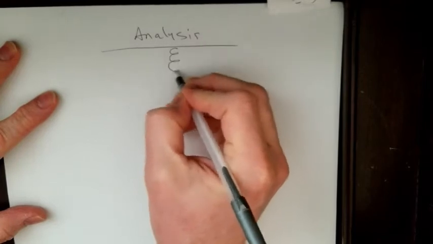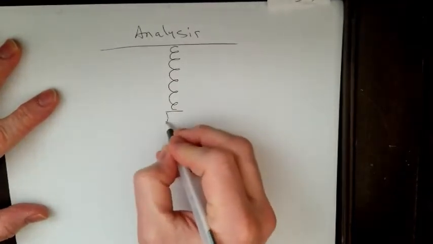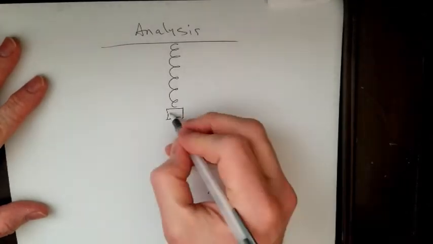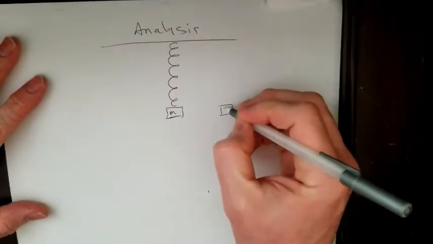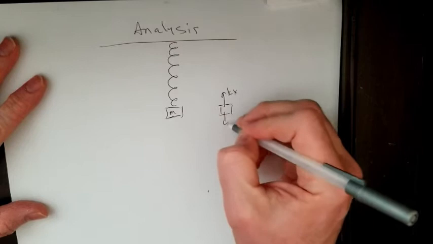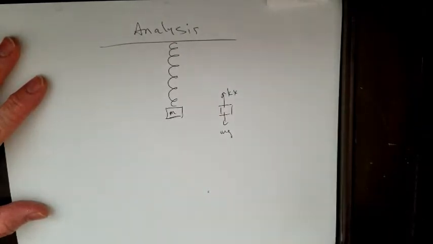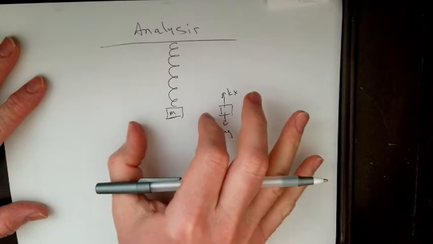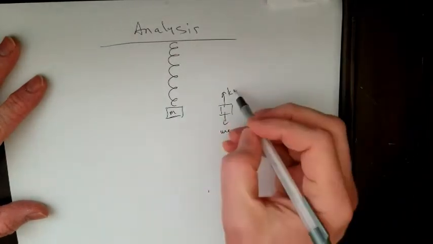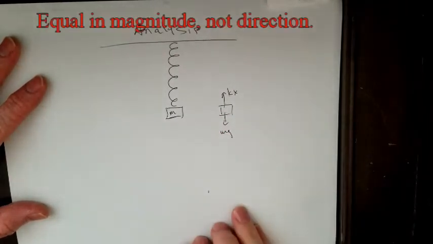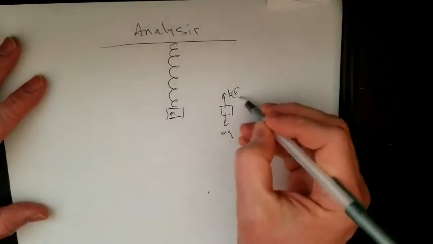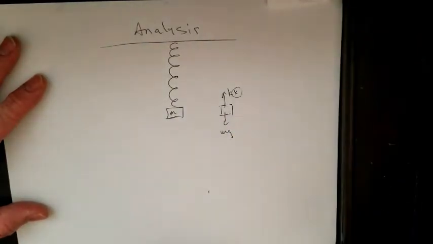If I have a spring that's being held up and I attach a mass to it, in a nice ideal situation, we have this Kx and then we have mg acting down. If the mass is just hanging there, not accelerating, it's in equilibrium. So these two forces must be equal to each other. The weight down is equal to k times x, the distance that it's been stretched.